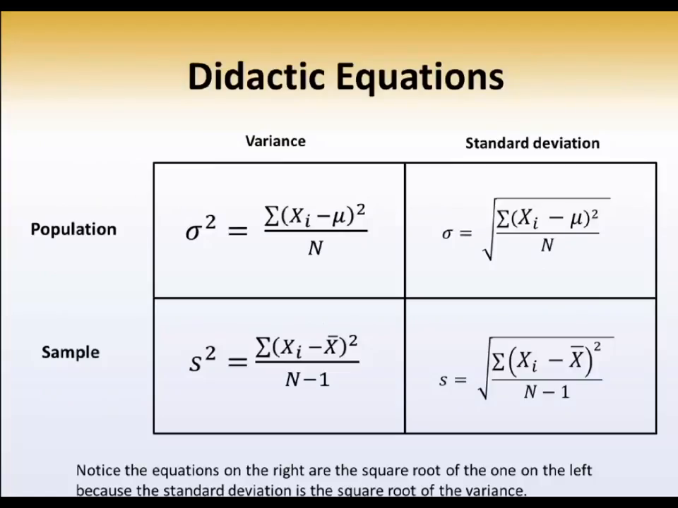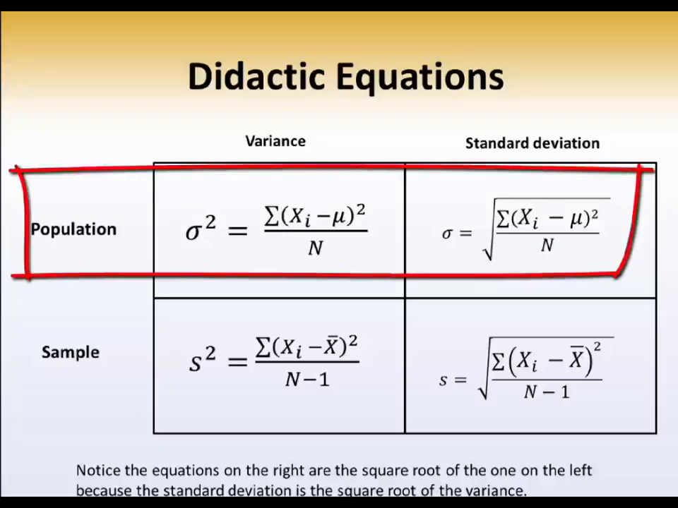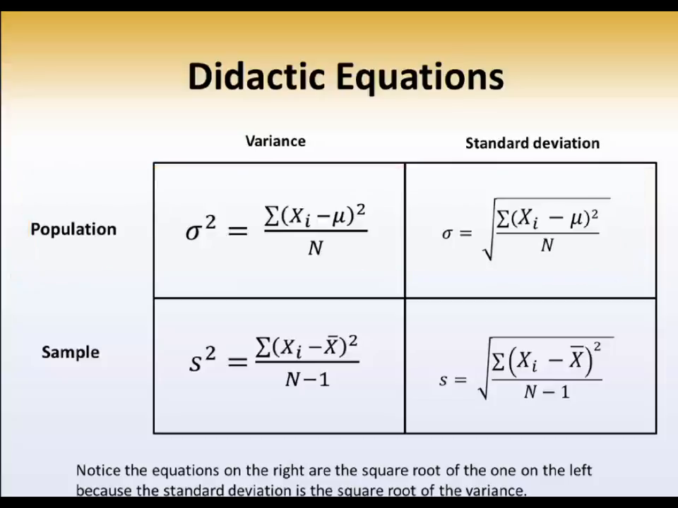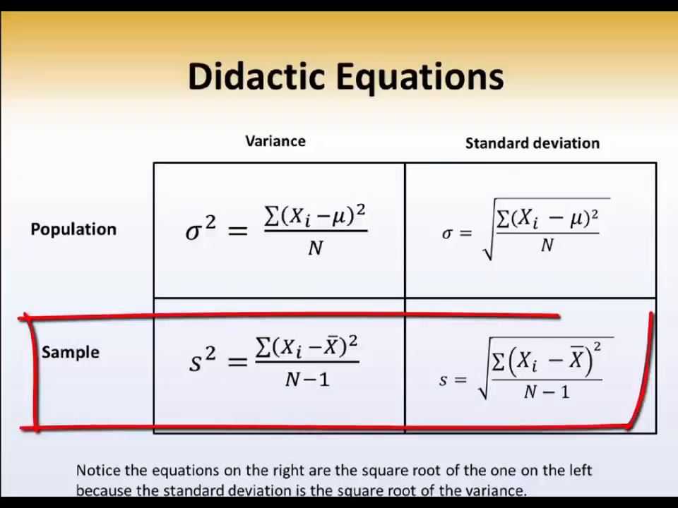This figure presents the didactic equations. In the top row, the population variance is on the left and the standard deviation on the right. Notice you take and subtract the mean of the population, represented by mu, from every score in a distribution. You square that, sum them up, and divide by n, the number in the population. You do that for the variance, and you do the same thing, simply taking the square root, for the standard deviation. But when you look at the bottom row, these are the didactic equations for the sample.